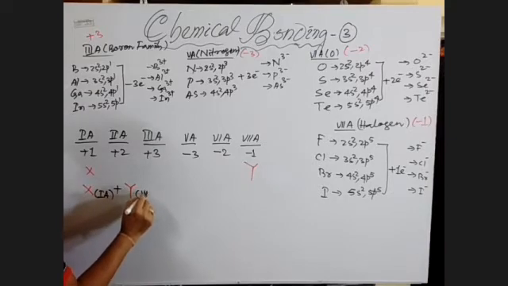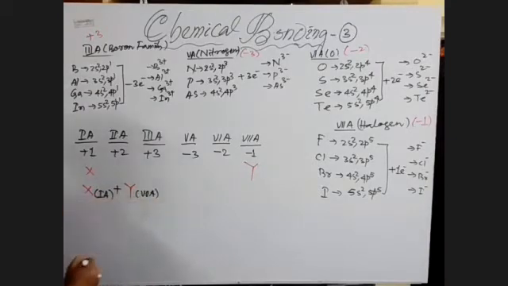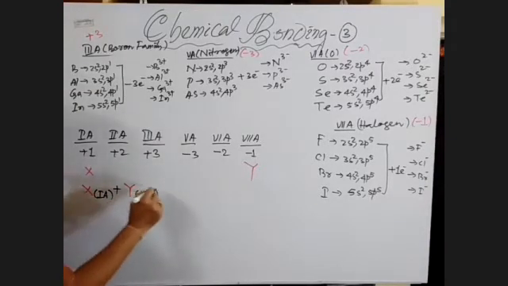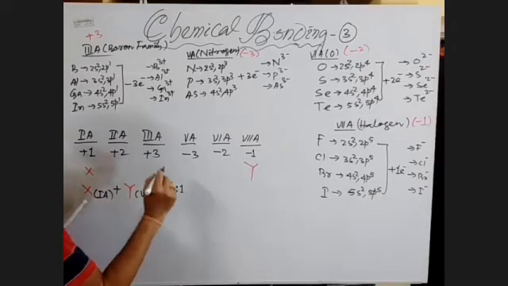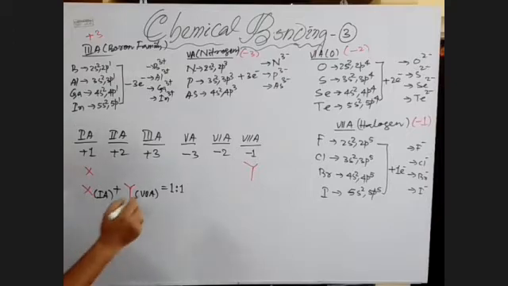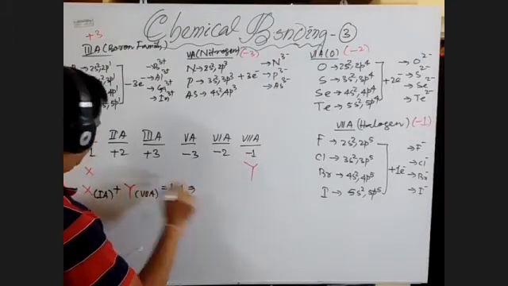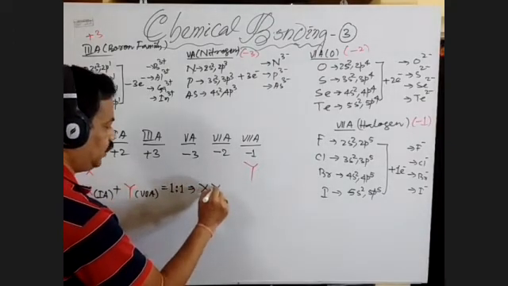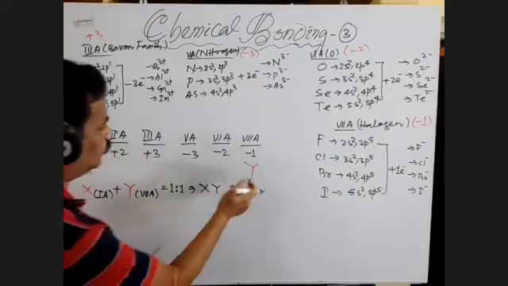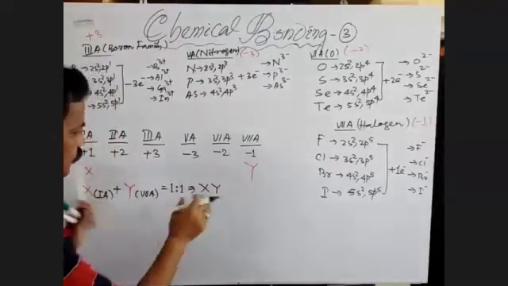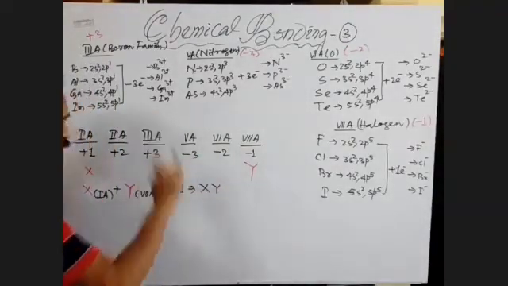What is that? The seventh A, that is your halogen family. And there will be a 1:1 ratio. Then the chemical formula will be XY because it is contributing 1. So this X is donating 1 electron, Y is accepting 1 electron. So the compound formation will be XY.